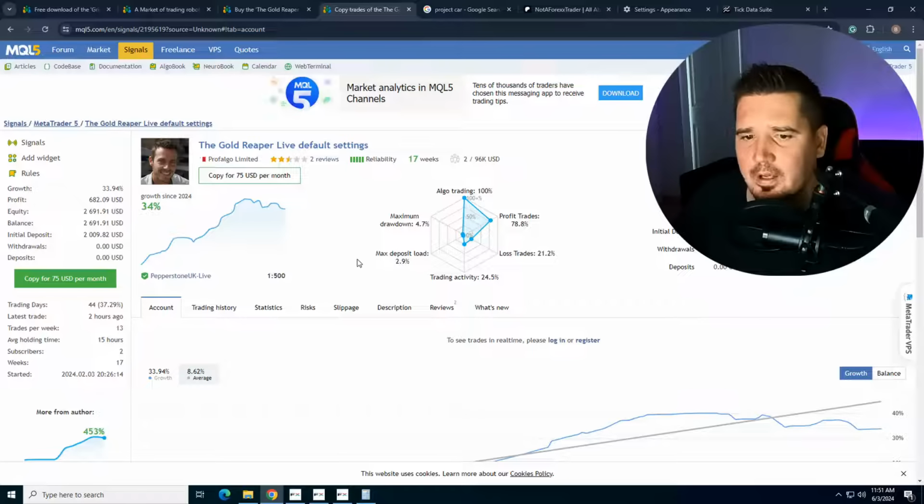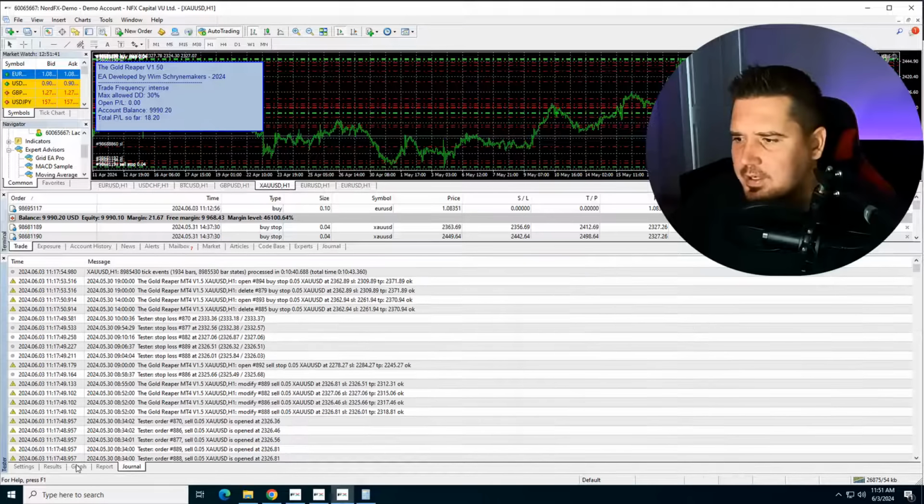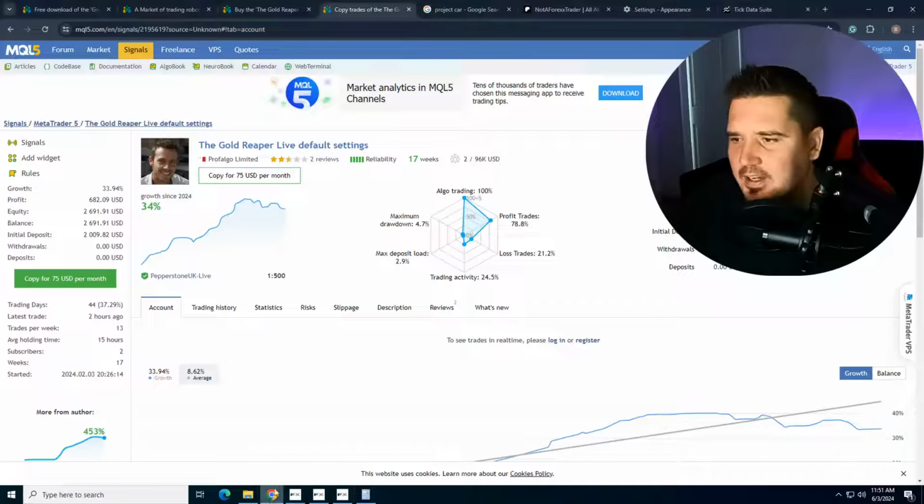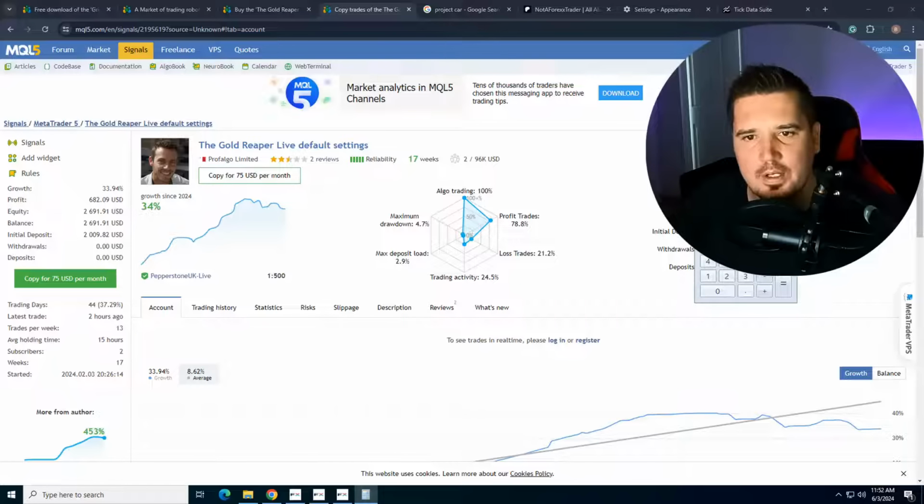This is the author. So this is his live trading account. The Gold Reaper Live default settings, which is currently what I'm testing it on. Where is it? Over here. So this is basically what I've been testing it on, the default settings. And you can see he made 34% in 17 weeks, which is roughly 4 months. So 4 months and I don't know, one week. 34% works out to roughly 8.5% every month.